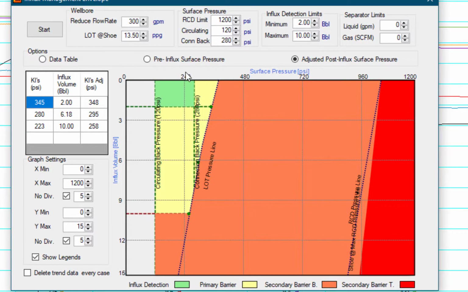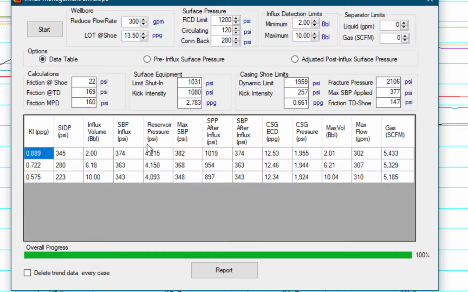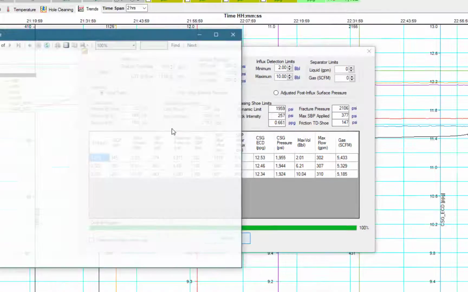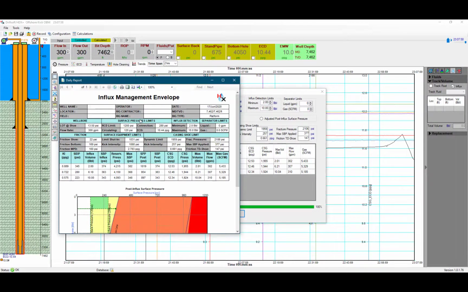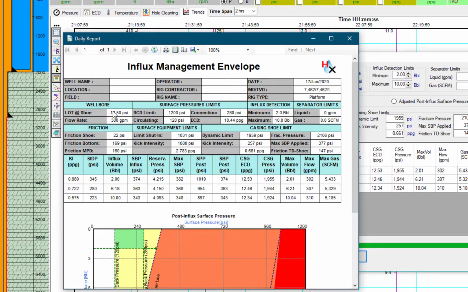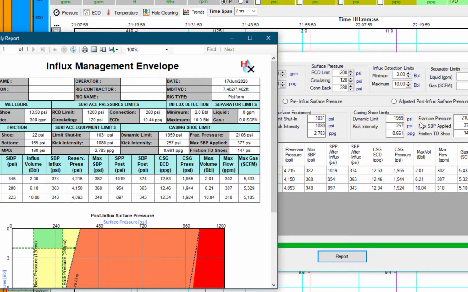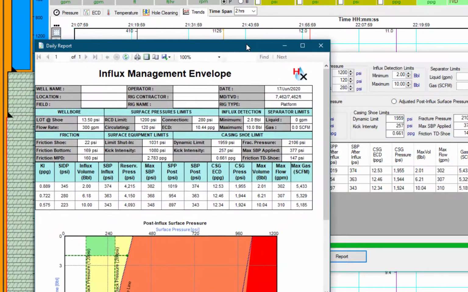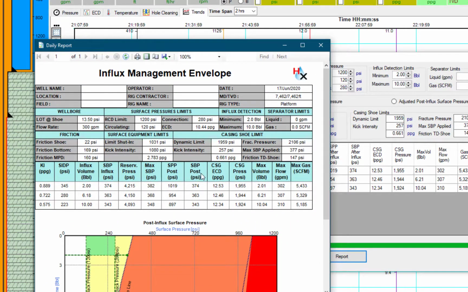Using this data, we can plot or print out this report. For that, we can go to data table, report, and we'd get this report. This report would contain all of our information related to what our settings were for the IME. It would also put in the information that's located on top of the data table, which is all the friction, the surface equipment, and casing shoe limitations. And then it will give us the data table for each kick.